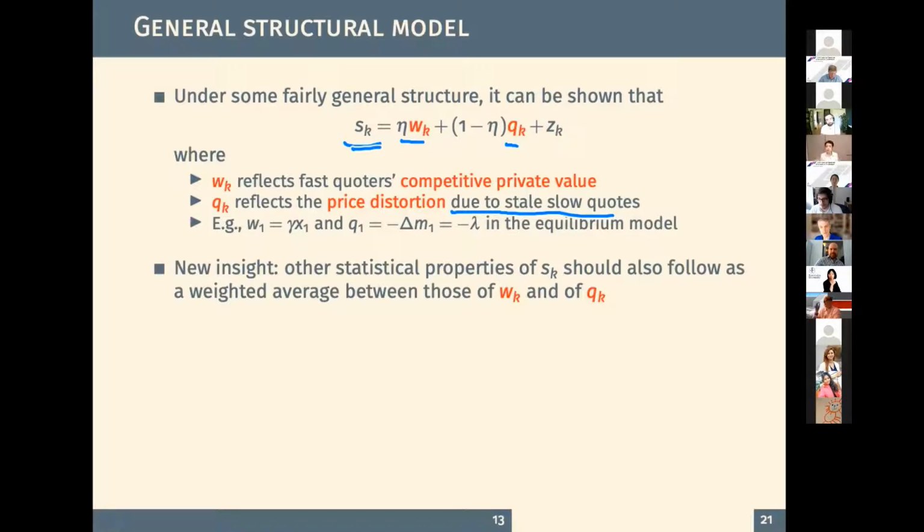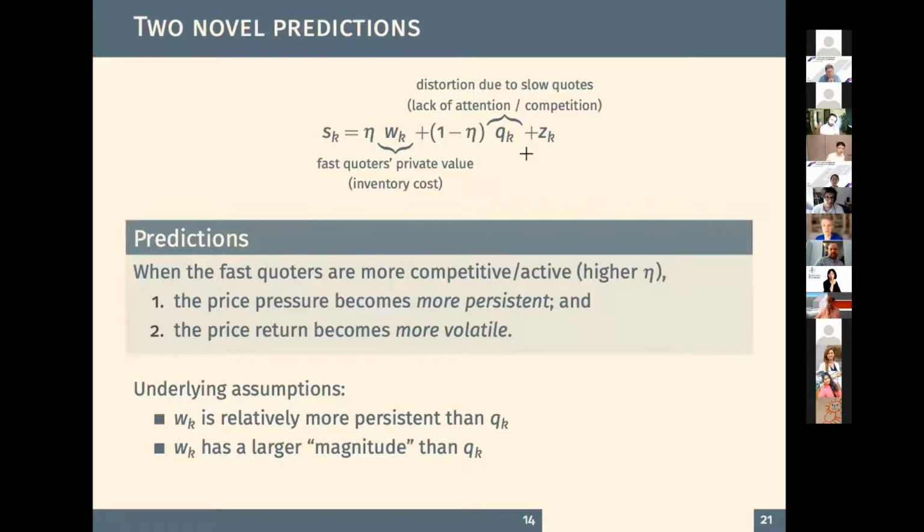Then the same intuition should carry through to other statistical properties of the price pressure SK, right? It should be the weighted average, doesn't matter which kind of statistical property you're looking at, it should always be the weighted average between WK and QK. In particular, the model prediction, like I mentioned at the beginning, is that the price pressure now would become more persistent if the faster guys are paying more attention, because now they're bringing the very persistent inventory cost into the price. And it will become more volatile, assuming the inventory cost is also the dominant component in the price pressure. Then it would be more prevalent in the data as well if the market makers are paying more attention.